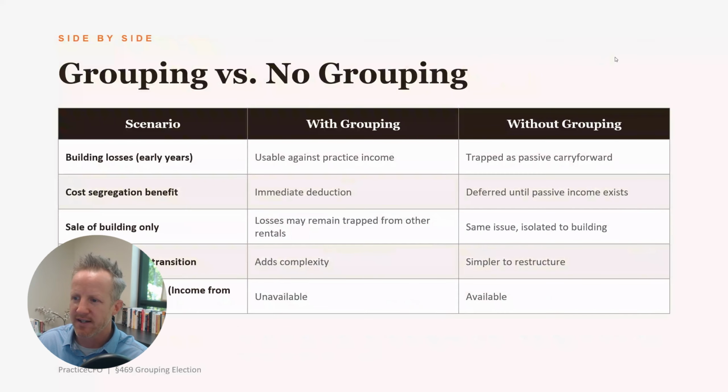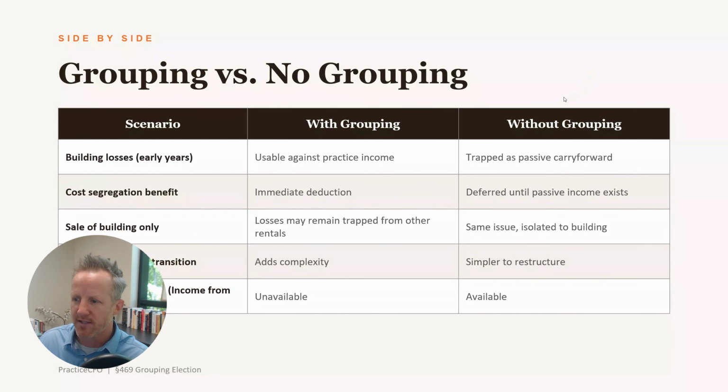So let's just look at a couple scenarios here and we'll end off with that. Building, so early years, you have a lot of building losses. Without grouping, you are unable to use those losses against practice income. So a little bit of a summary going on here. When you do group, you can take those losses in the early years and you can use them against in practice income. So without grouping, which is normally what I see, those losses are trapped. With grouping, those losses are released and they are usable against practice income.